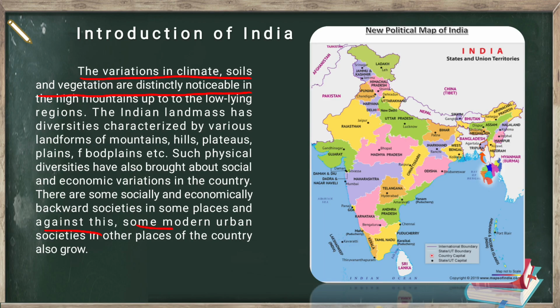Against this, some modern urban cities in other places of the country also grow. We also have the metropolitan cities, right? Mumbai, Kolkata, Delhi, then Chennai. These metro cities we also find in our country.